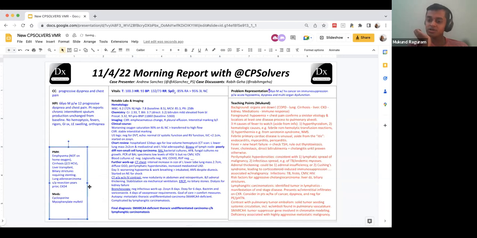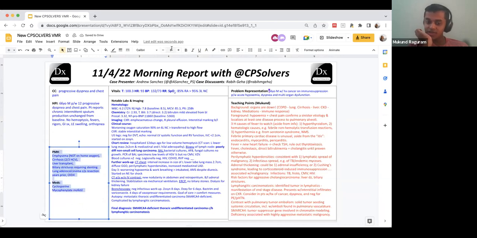We came up with cholangiocarcinoma as a possibility, given his risk factors of liver disease and biliary strictures. But in the end, we identified a diagnosis of SMARCA4-deficient thoracic undifferentiated carcinoma, super aggressive. I love these teaching points. Went and looked up SMARCA4. Turns out it's a tumor suppressor gene and that its absence is associated with really aggressive types of cancer, but it's a pretty rare mutation.